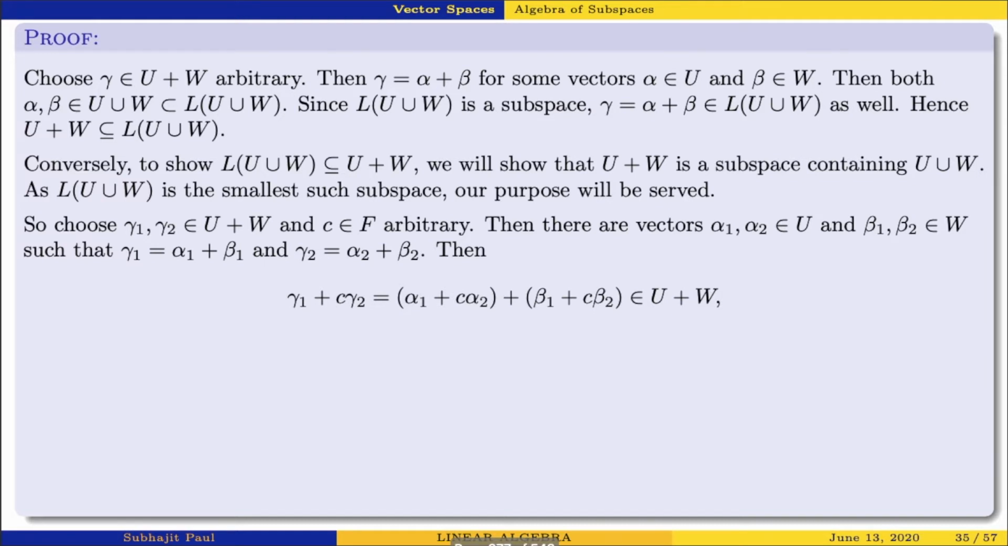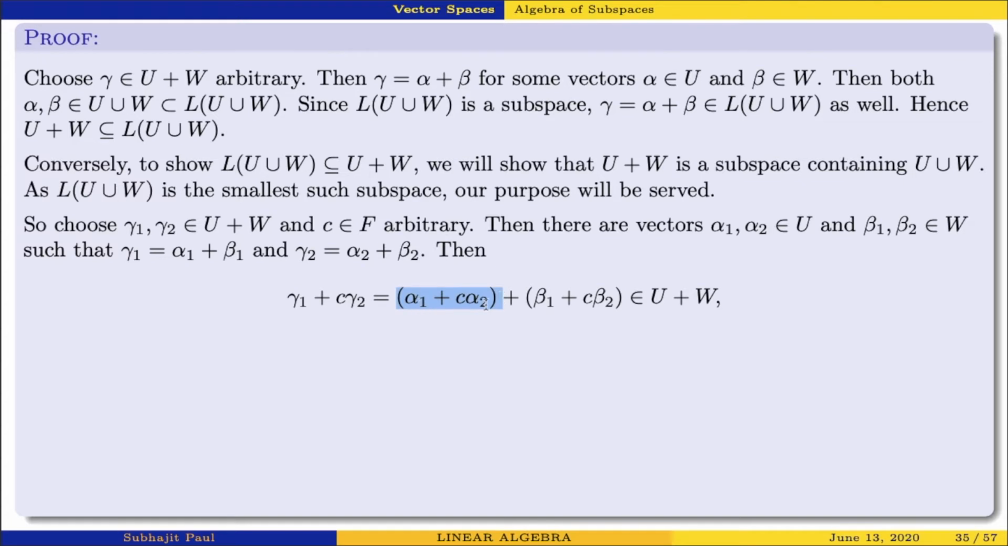Then gamma 1 plus c times gamma 2 is alpha 1 plus c times alpha 2 plus beta 1 plus c times beta 2. So this is basically gamma 1 is alpha 1 plus beta 1, c times gamma 2 is c times alpha 2 plus beta 2, and using commutativity and associativity, we can always write it in this format: alpha 1 plus c alpha 2 plus beta 1 plus c beta 2, and this belongs to U plus W, because alpha 1 plus c alpha 2 belongs to U, because U is a subspace.